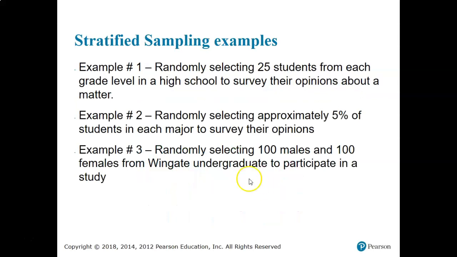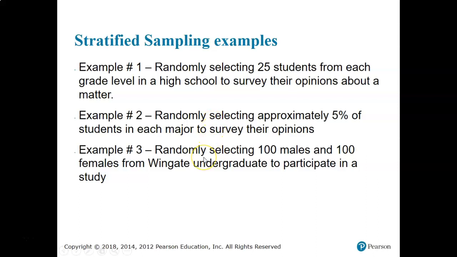Here are a couple other examples of stratified sampling. Randomly selecting 25 students from each grade level in a high school to survey their opinions about some matter that's of interest. Example number 2, randomly selecting approximately 5% of students in each major to survey their opinions. If we wanted to survey all the students at Wingate and we wanted to make sure that every major was represented, then stratified sampling would be a good way to do that.